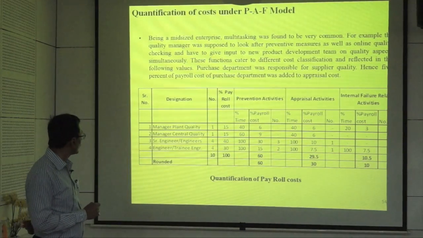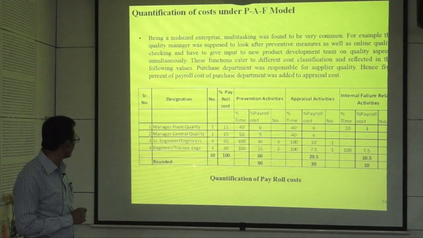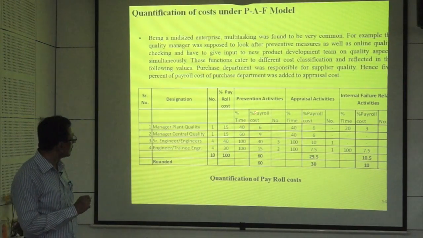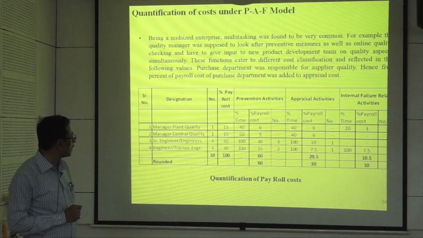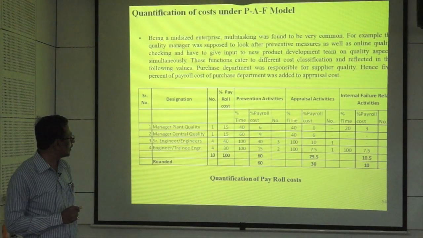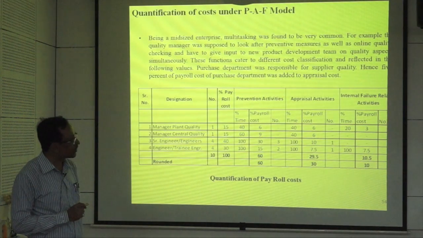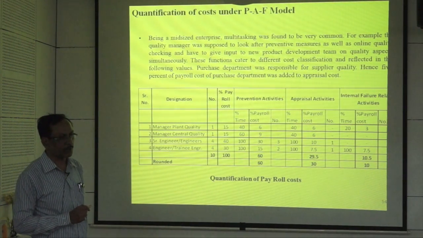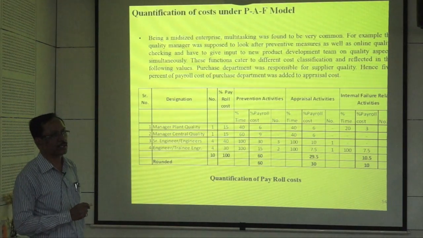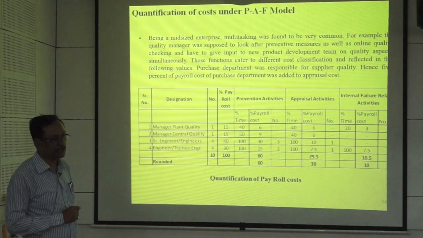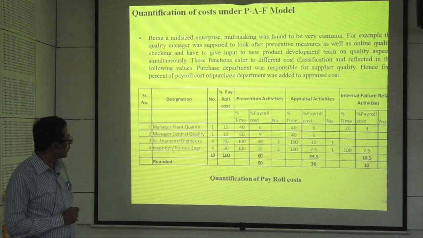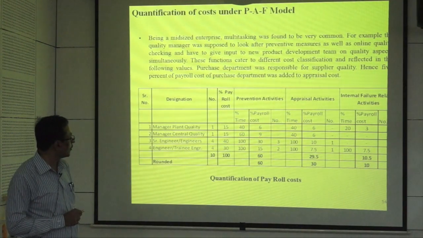So this is that slide, the total payroll cost, the 10 department people, how they have been bifurcated. This is done by observing 15 days. What are their activities? So manager plant quality, 40% of time goes in prevention activity, 40% goes in appraisal activity, and 20% of the time he has to look after internal failure related issues. Means whatever rework is there, why rework is there and how to manage that rework. Whereas there is another post, manager central quality. His role is for prevention activities and appraisal activities. Okay, so this is 60-40.